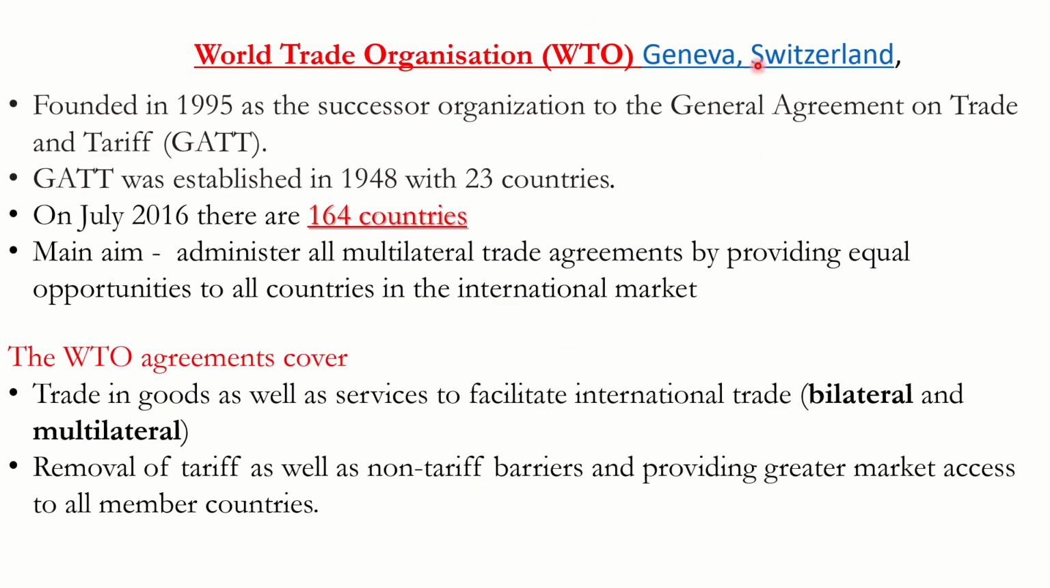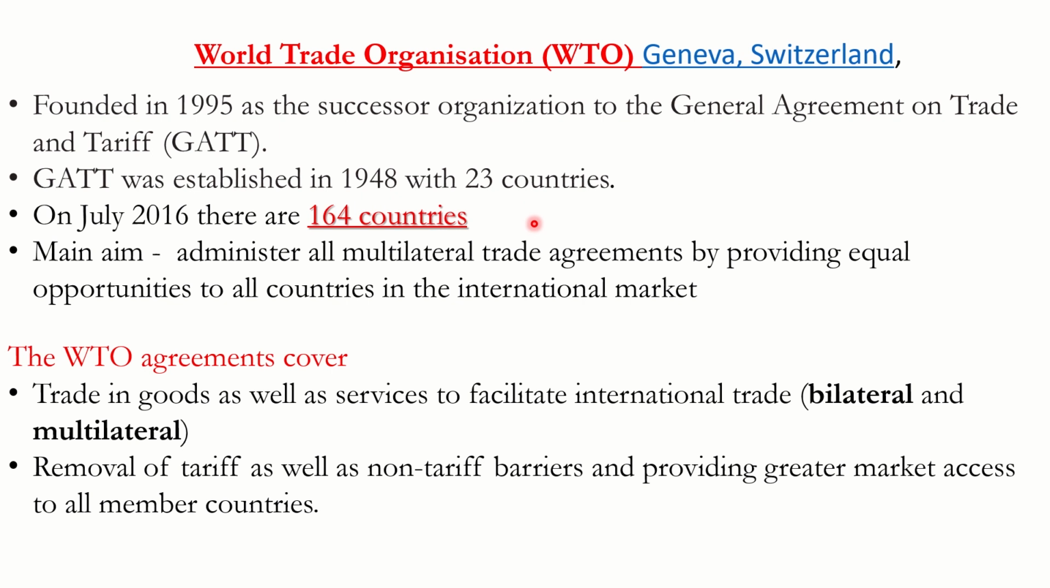The headquarters is in Geneva, Switzerland. Founded in 1995, earlier it was GATT, the General Agreement on Tariffs and Trade. Later on, in 1995, it was converted into WTO. GATT was established in 1948, where 23 countries were there. Now, under the World Trade Organization, as of July 2016, there are 164 countries as its members.